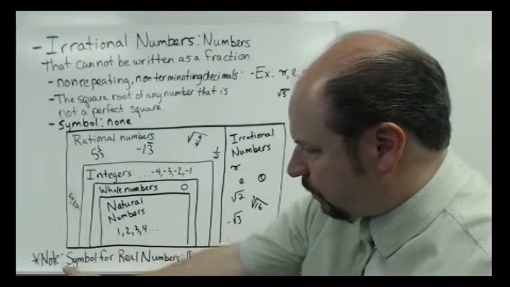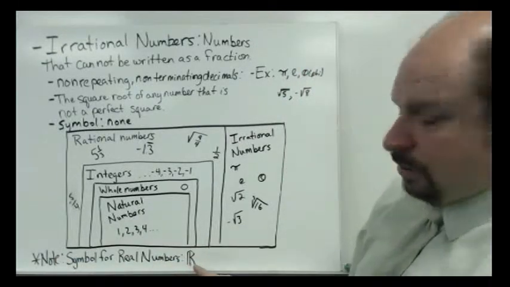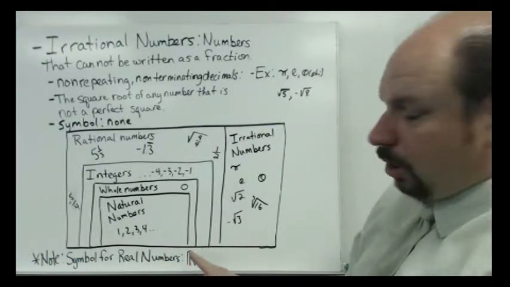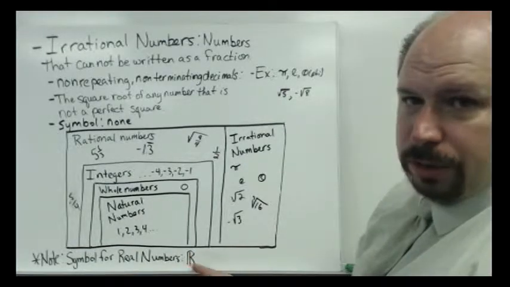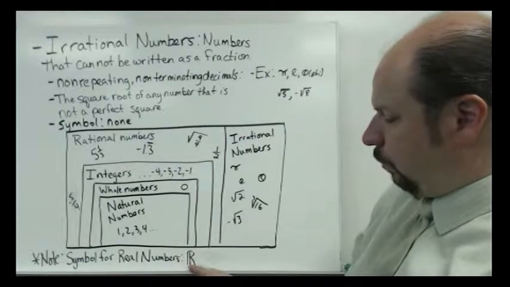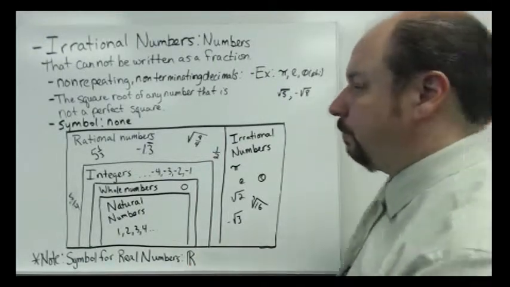And just a quick note, the symbol for real numbers is an R with a double bar on it. So if we are writing down and we want to say that we're talking about all real numbers, we can just include that symbol there.